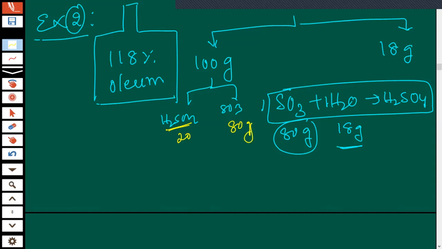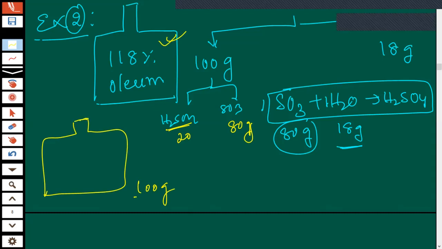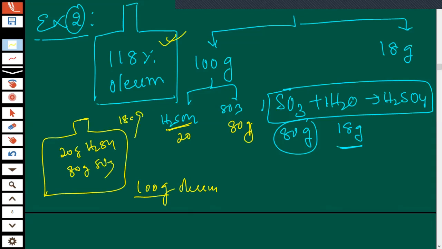So if they ask about the original sample, what was the original sample? The original sample was 100 gram. This became 118 gram after adding 18 gram of water. So in 100 gram of oleum, 20 gram is H2SO4 and 80 gram is SO3. But when you added 18 gram, the total sample became 118 gram. And this is the total weight of sulfuric acid, because after adding 18 gram of water, they mixed with each other.